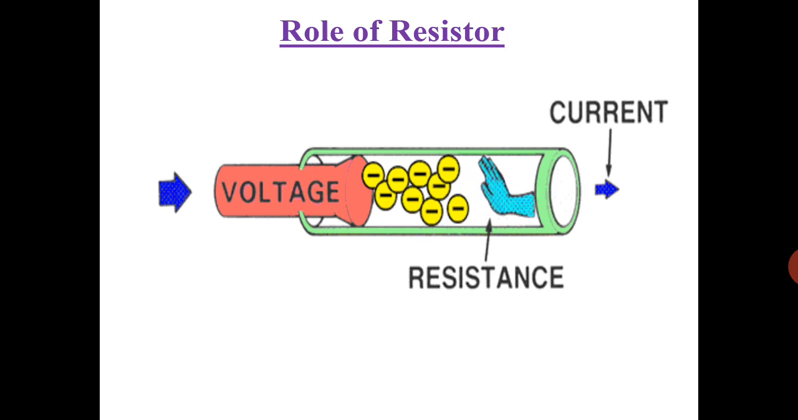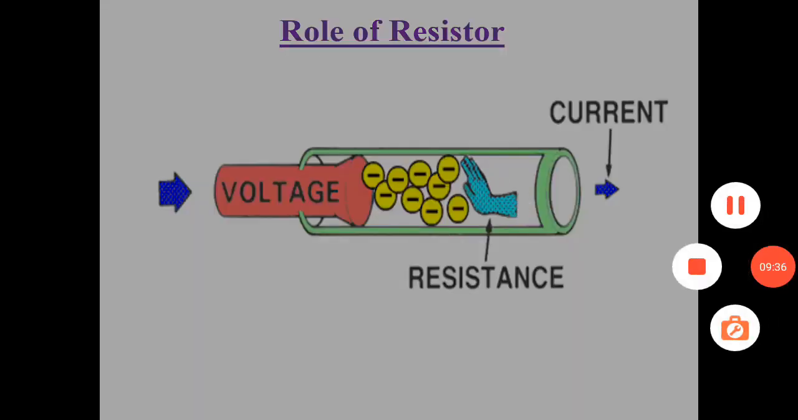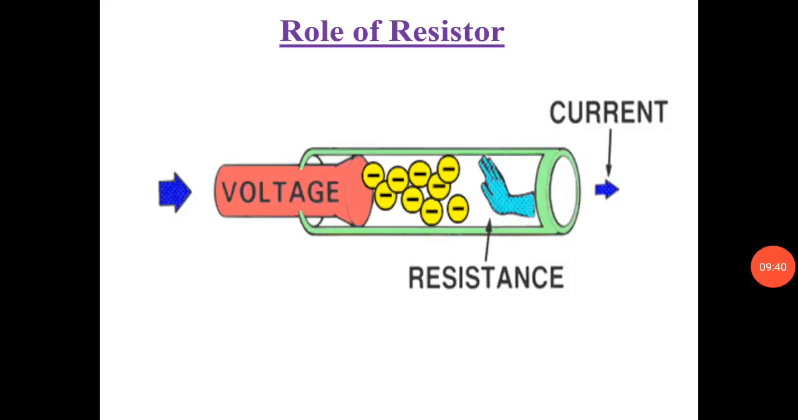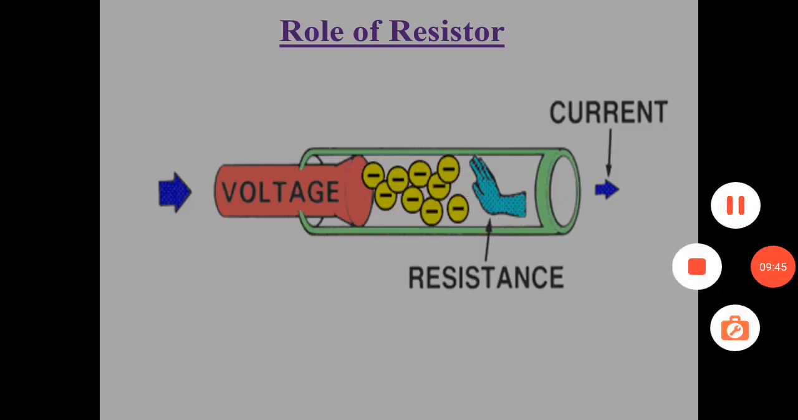So this is also yet another example of how the movement of the electron is restricted by means of opposing by the resistor. This is a very good, clear explanation of opposing an electron by means of a resistor.